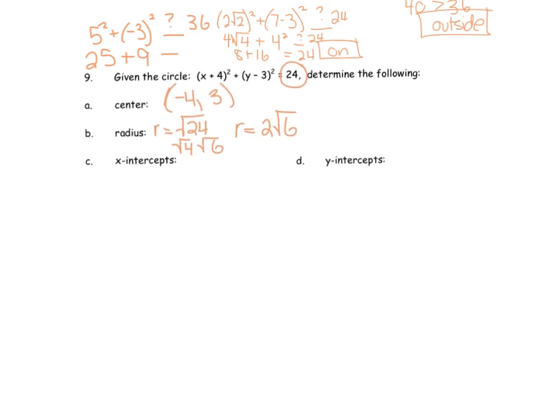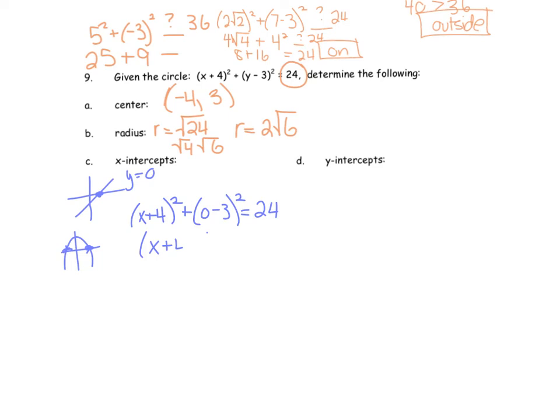All right, so anytime you're looking at any kind of graph, whether it's linear, quadratic, cubic, when you are finding x-intercepts, the one thing they have in common is you know that y is equal to 0. So we are simply going to plug in 0 for y and solve for x. So we leave x plus 4 squared plus, plugging in 0 for y, 0 minus 3 squared equals 24. So I end up with x plus 4 squared plus 9 equals 24.